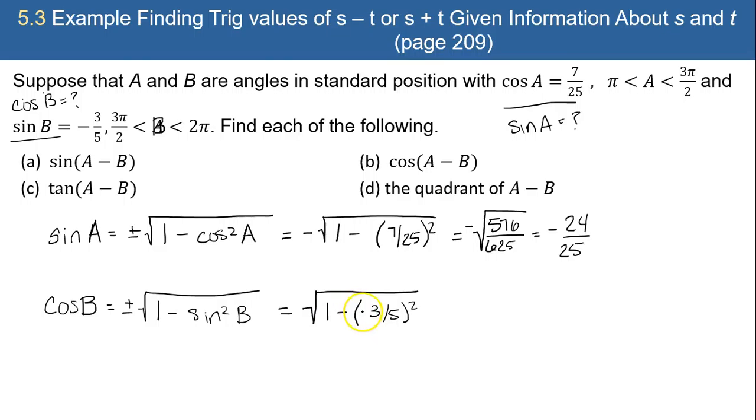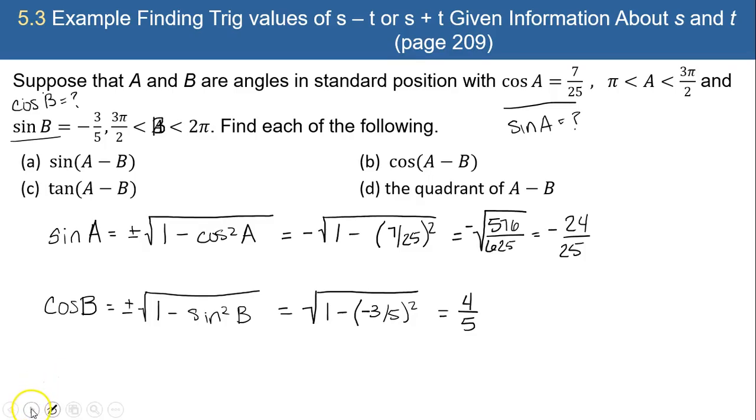Let's make that look negative. There we go. And then do the math here, simplify that, reduce that radical, and you end up with 4 over 5. Okay, so now to tell you, the reason we needed to find all of these is because we need them in our sum or difference identities to solve for the values for sine of A minus B, cosine of A minus B, and tangent of A minus B.